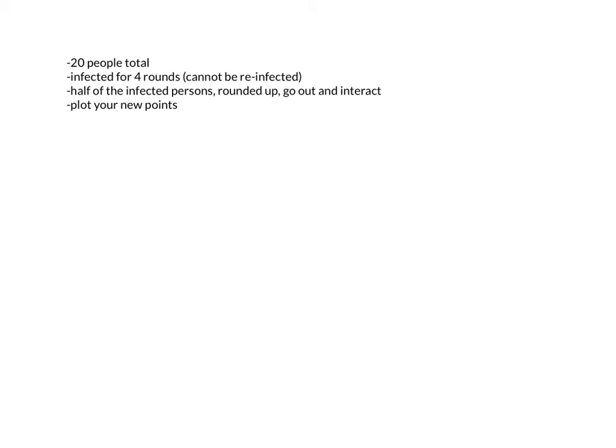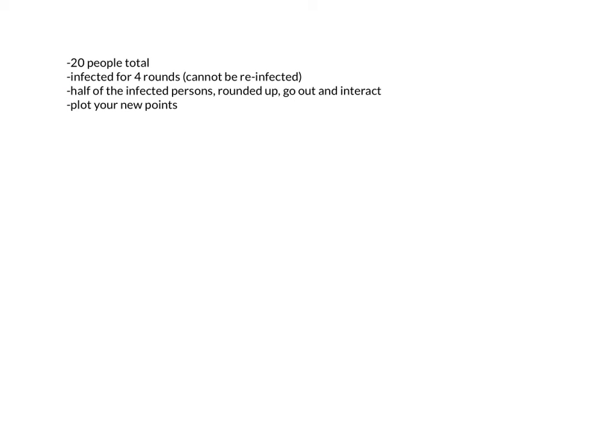So what I want you to try for this next round is I still want to start with 20 people total, and you're going to use a random number generator, or you can even pull numbers out of a hat to pick one random person to infect at first. You're still going to be infected for 4 rounds, and you cannot be reinfected. But instead, you're going to have half of the infected persons, rounded up, go out and interact. So if you have one infected person, there's still going to be 1 interaction in the next round. But if you have 2 infected people, half of that would be 1. You're going to have 1 interaction.